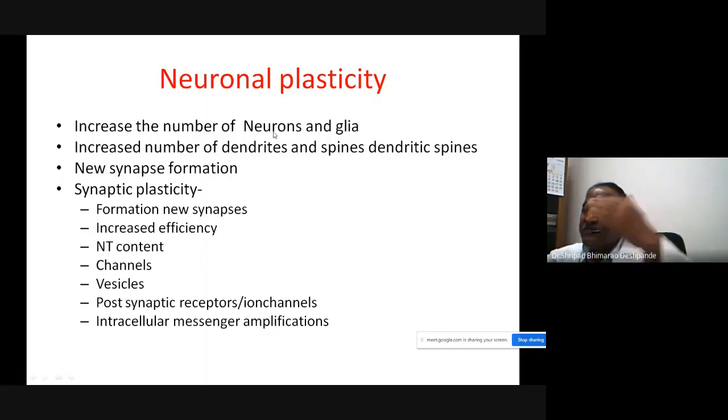It is the increased number of neurons or glia, as I mentioned, for a lost particular area. So, increased number of dendrites and dendritic spines, the new synapse formation, then the efficient synaptic plasticity. Already I mentioned all these components: the formation, increased accumulation, efficiency, neurotransmitter content, the ion channels, the vesicles, the postsynaptic receptors and ion channels, intracellular messenger amplifications. So all these things happen in neuronal plasticity.